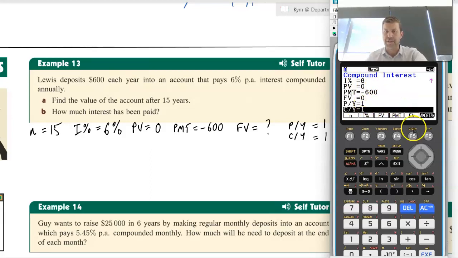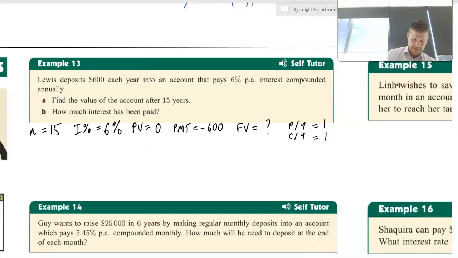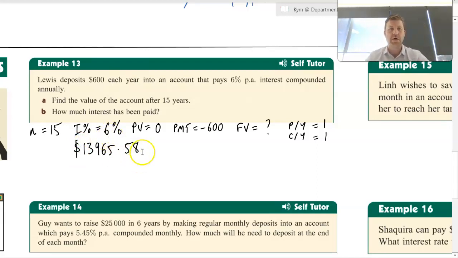Once we've got all that information in, we press F5 and it will determine the future value after 15 years for us. So the future value, based on all that information, is $13,965.58. Again, try and round it to 2 decimal places because we're talking about money, and that refers to 58 cents. So 13,965 and 58 cents is the future value.